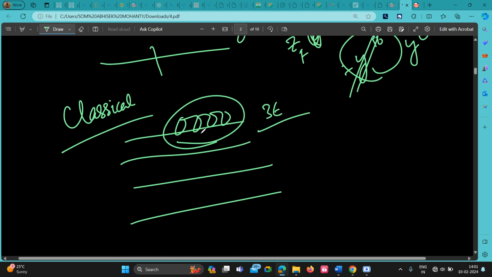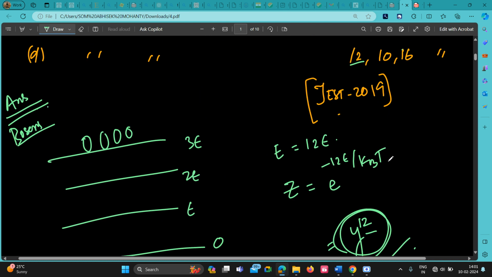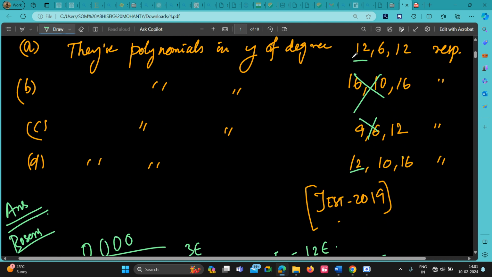And for classical, again it is four particles here, so that would be 12, y to the power 12. So the answer is 12, 6, 12, polynomials of y. Yeah, that will be the answer. Got it? Is it clear?